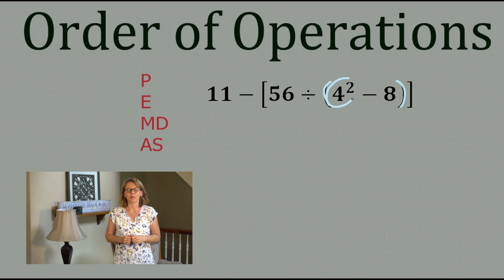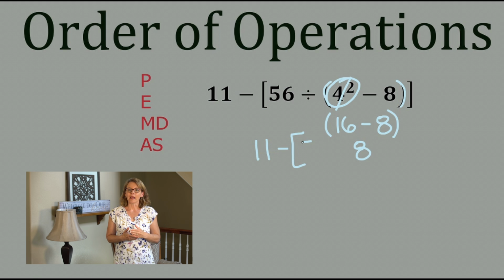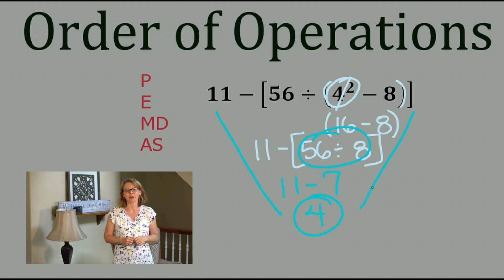So we start with the inside parentheses, 4 squared minus 8. The first thing we do is 4 squared. 4 times 4 equals 16. So 4 squared is 16. Take away 8 equals 8. That parentheses turns into 8. I'll rewrite it. 11 minus 56 divided by 8. Now I'll do the 56 divided by 8 equals 7. Yay! I'm left with 11 minus 7 equals 4, my final answer. See how it looks like an upside-down pyramid with one number at the bottom? That's how these are supposed to look.